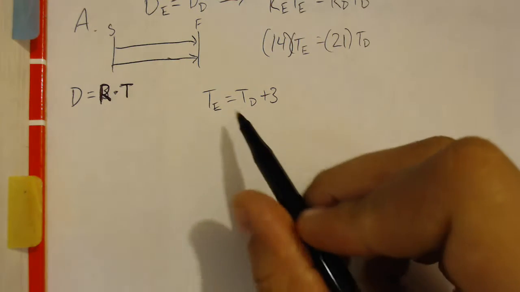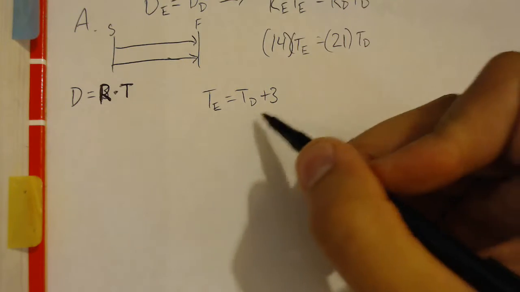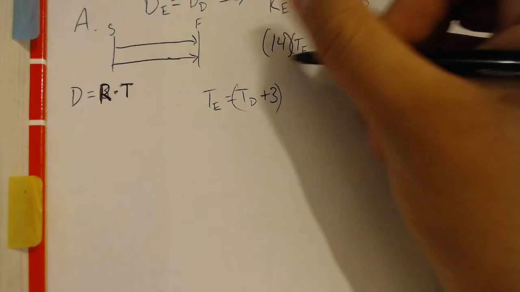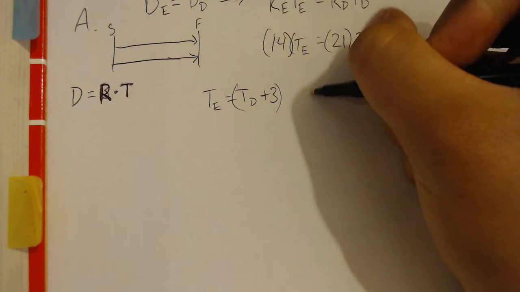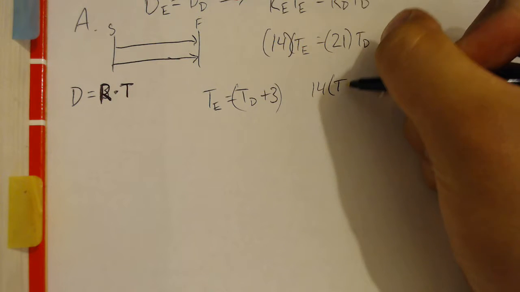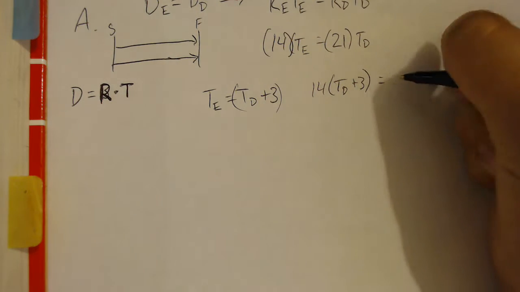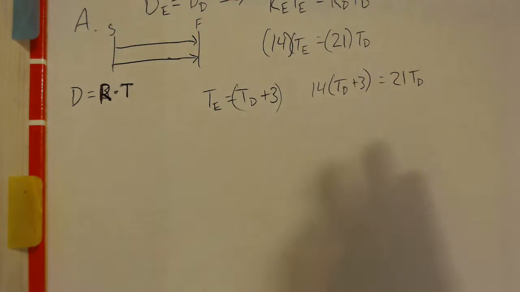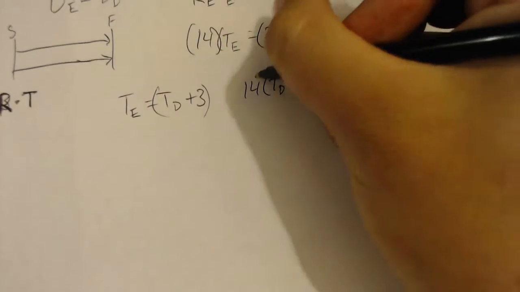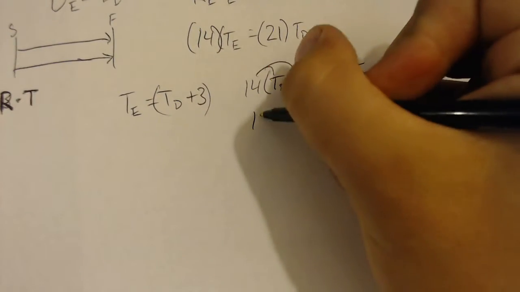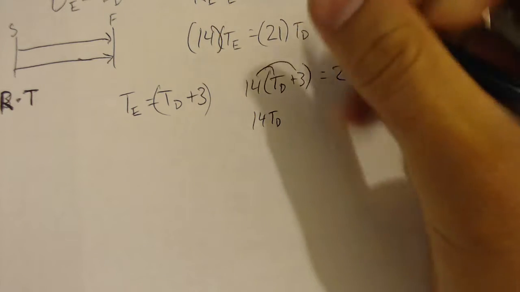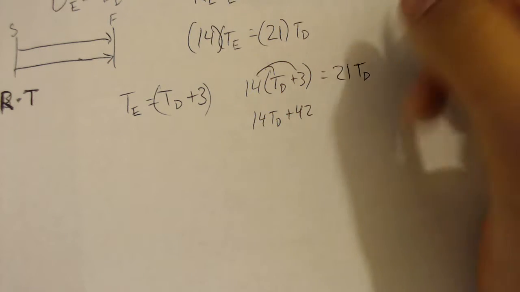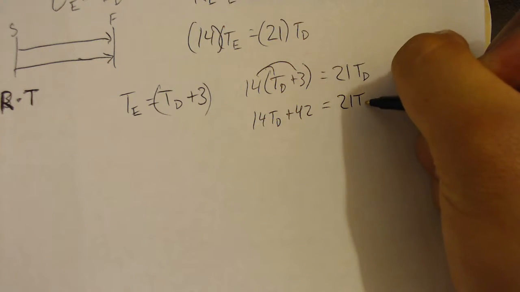Now, once I've got this information, I can substitute this quantity for time of E. So, again, I'm going to rewrite this top equation. It's going to become 14 times T sub D plus 3 is equal to 21 T sub D. Now I've got an equation with one unknown. I can substitute and solve. 14 times T sub D gives me 14 T sub D, and then 14 times 3 gives me 42. That equals 21 T sub D.